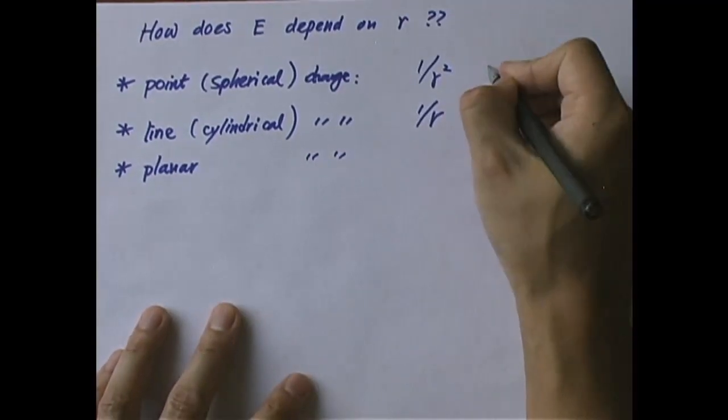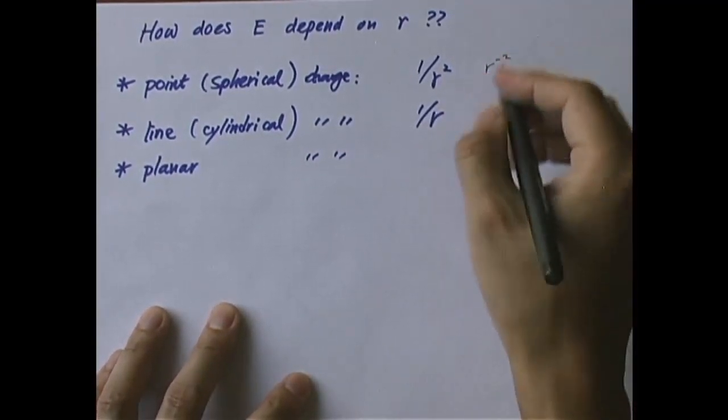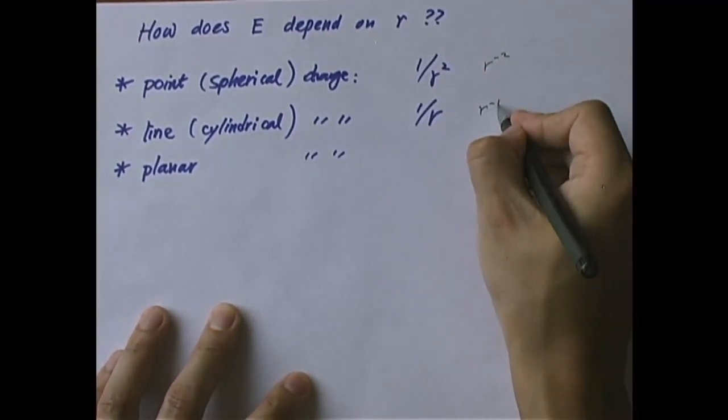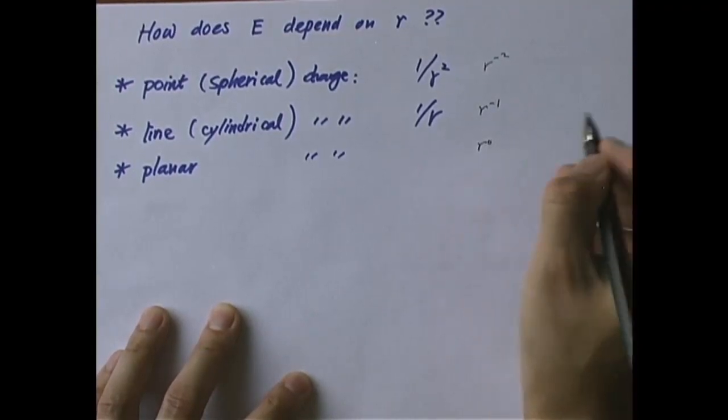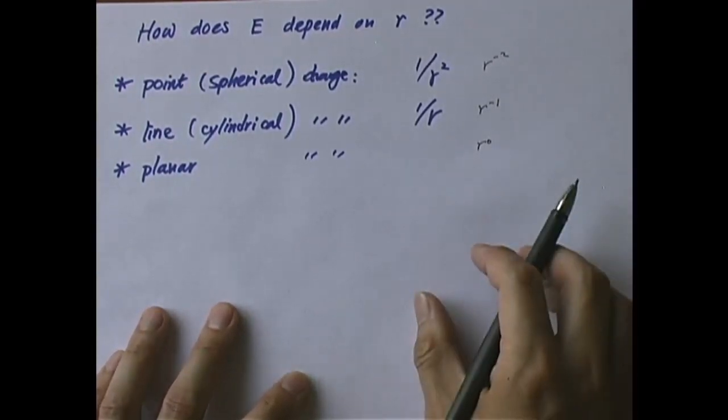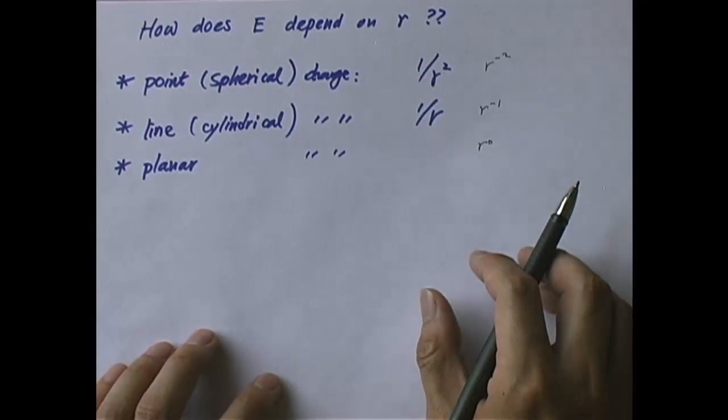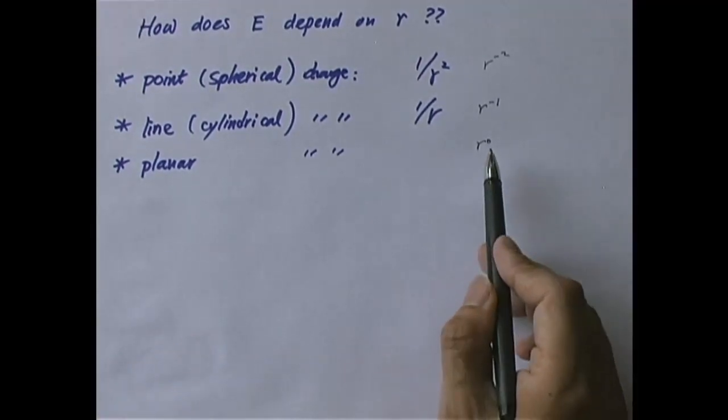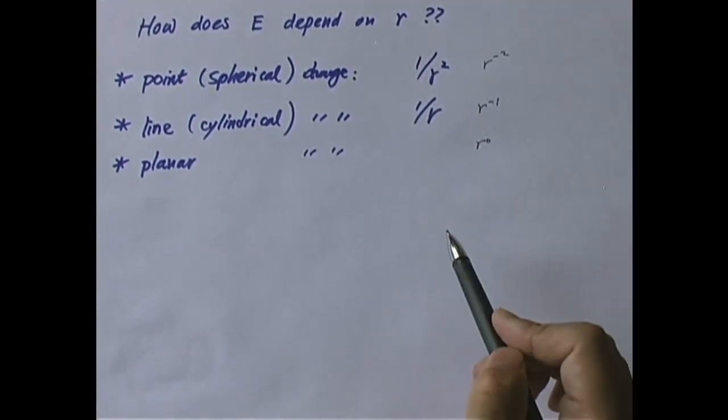See, this goes like r to the power -2. This goes like r to the power -1, and here it is r to the power 0. You see? That's how the dependency is. So qualitatively, it makes sense.